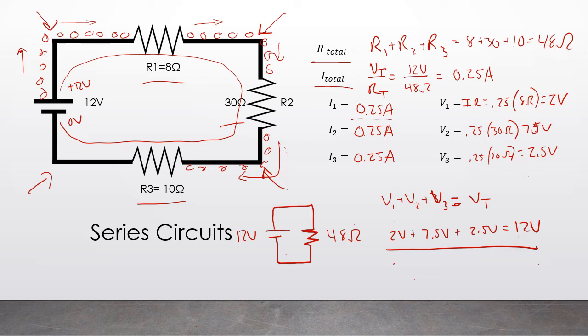The key there is understanding that the current is never going to change, and the voltage is dependent upon the resistance and then that total current. So finding that total resistance and that total current are the keys for determining a series circuit.